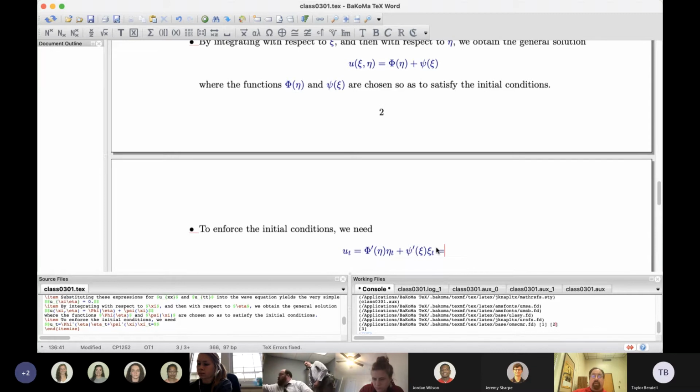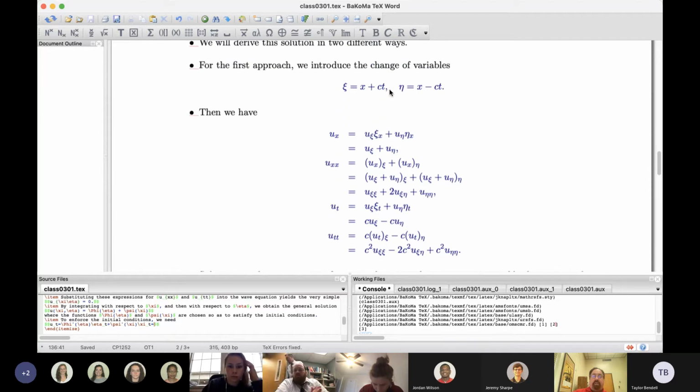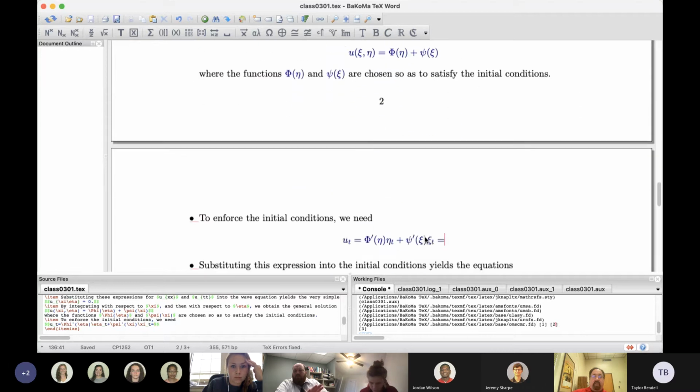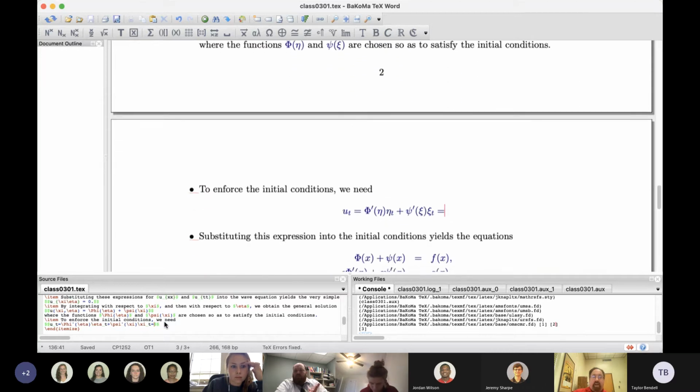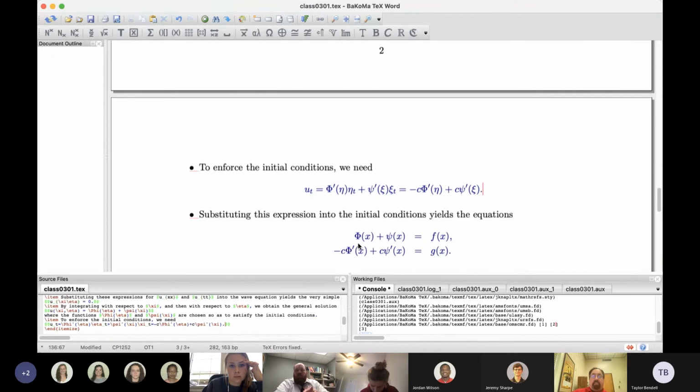Now, I need to look at the formulas for xc and eta to see their derivatives with respect to t. We go back up here. The derivative of xc with respect to t is c. We use this down here. The derivative of eta with respect to t is minus c, that we also use down here. So now I'll apply that. So I have minus c phi prime of eta plus c psi prime of xc. And that's what leads to this down here.